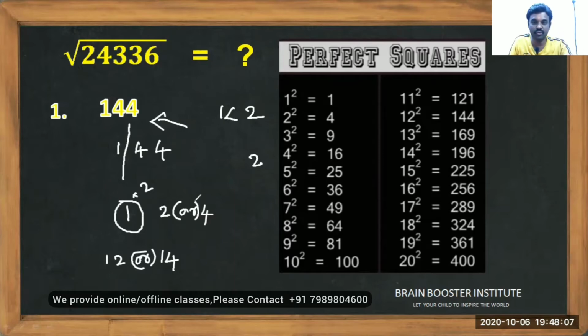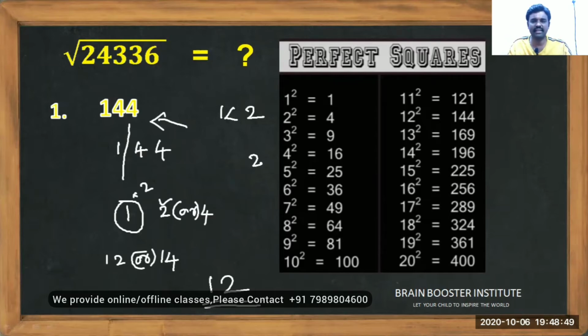If the first part is greater than the product of the number and its next number, then we need to take the bigger number among them. Got the point? But here the first part 1 is less than 2, so we need to take the smaller number. So what is our answer? 12. Very simple. Within simple techniques, by using this we can find it.